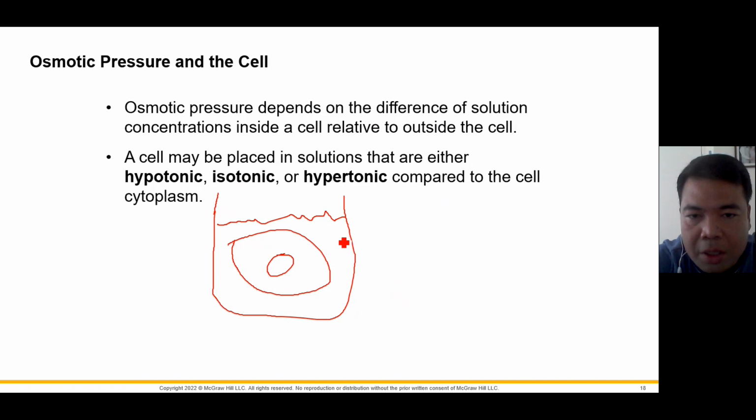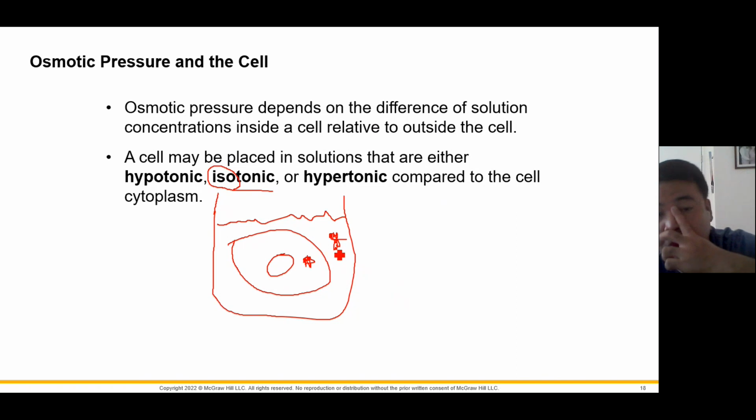If a cell is submerged into a solution that has the same composition of what is in the cytoplasm, kung anong nandito sa loob, ganun din ang nandito sa labas, they have the same concentration, they have the same tonicity. Then therefore, this solution where the cell is submerged is said to be isotonic. Iso means same. Same kasi pareho sila ng tonicity, pareho sila ng concentration.